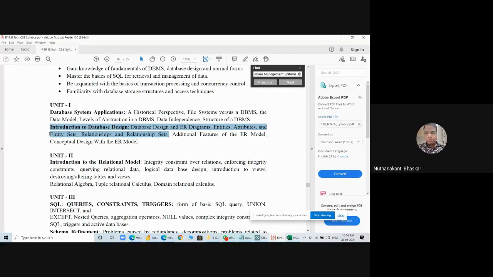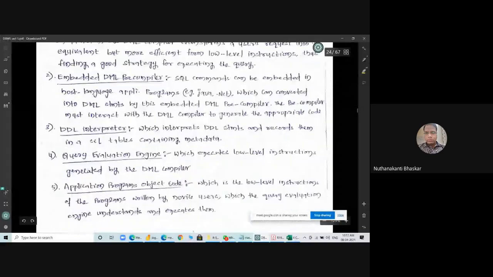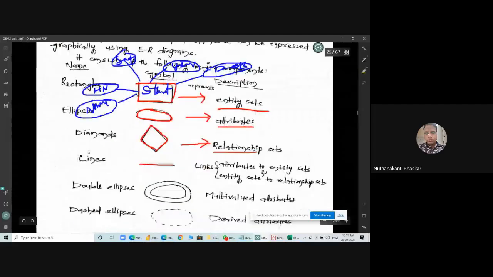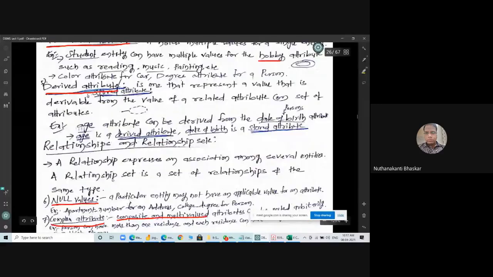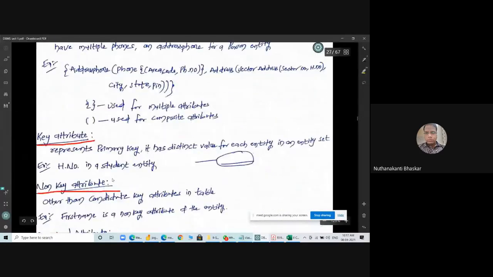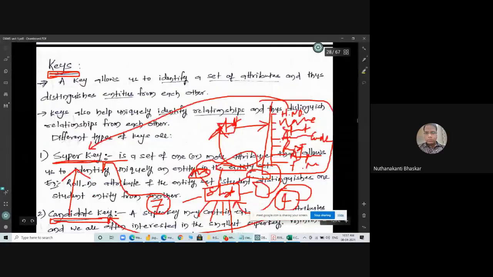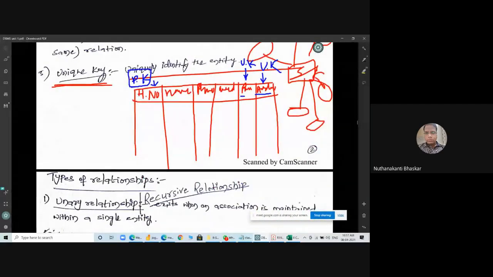I am just giving the idea. We will discuss things again, though we already know them. Here we covered the ER diagram: what is an entity, what is a relation, what is an attribute, what are the types of attributes. Even in the previous session we discussed keys: super key, candidate key, primary key, foreign key, and unique key. All keys are done. Correct?